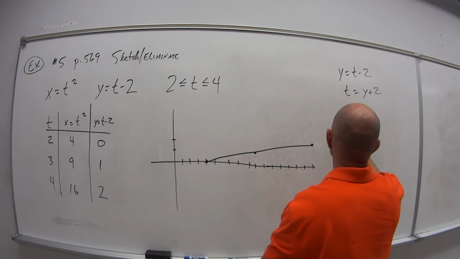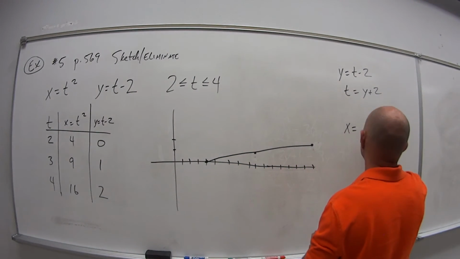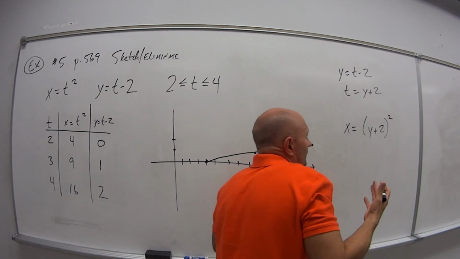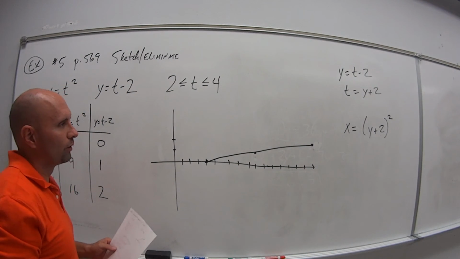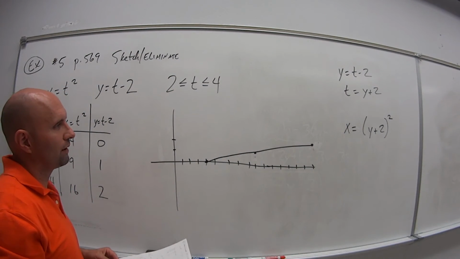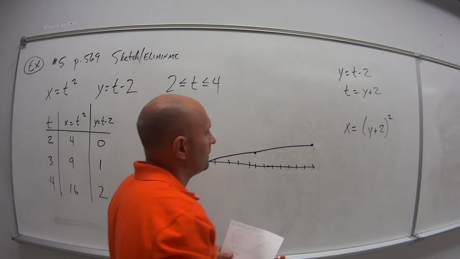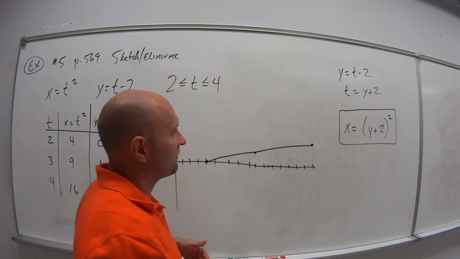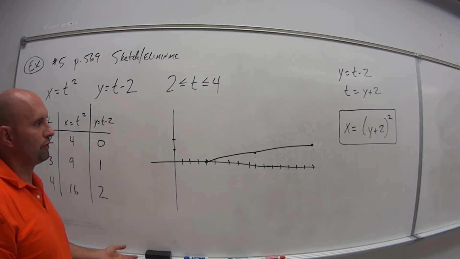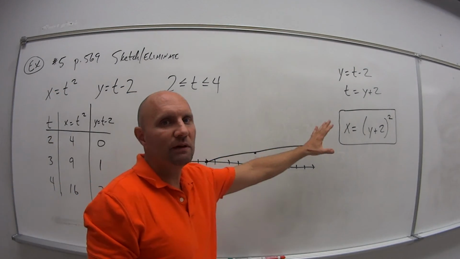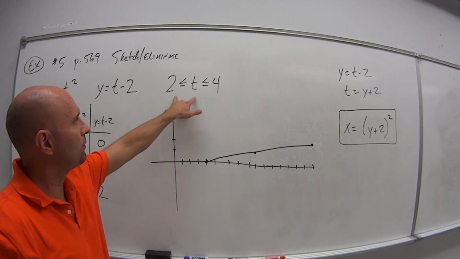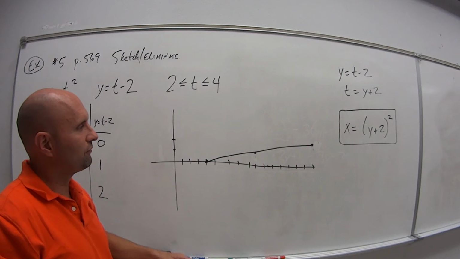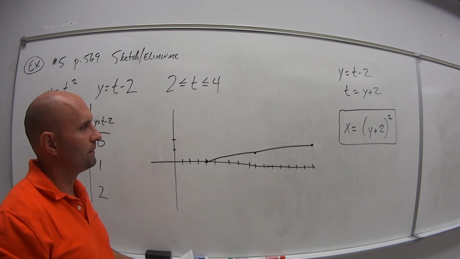If I plug that in, I get x is equal to y plus 2 squared. And you don't have to work this out. There's no terms or like terms we have to combine or anything like that. So this is our equation. But if we're asked to specify the domain or the range for this problem, because it's not every value that satisfies that. Remember, our t was restricted from 2 to 4. So we have to limit where this equation is actually true.